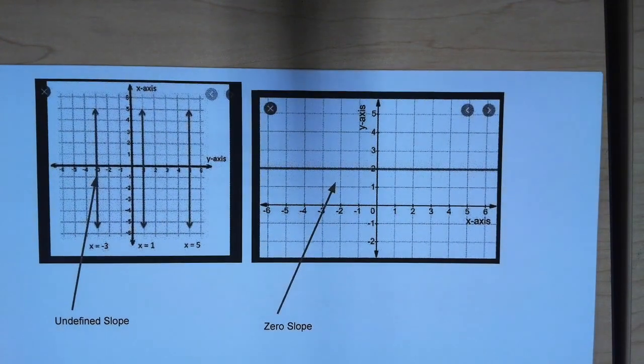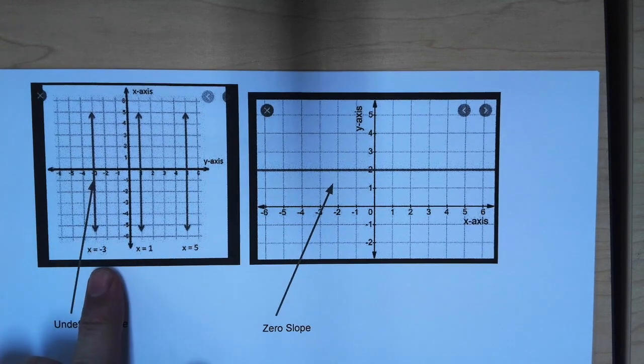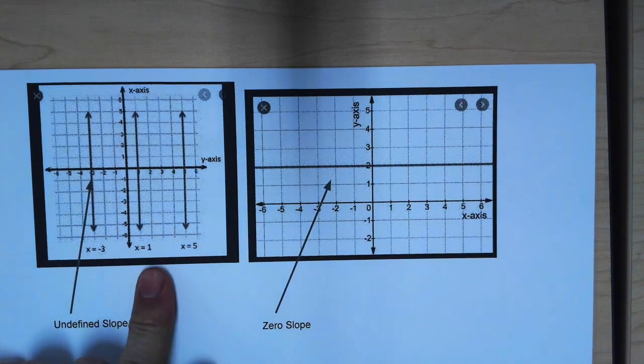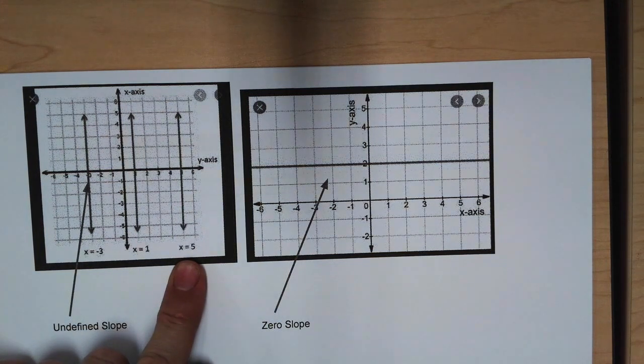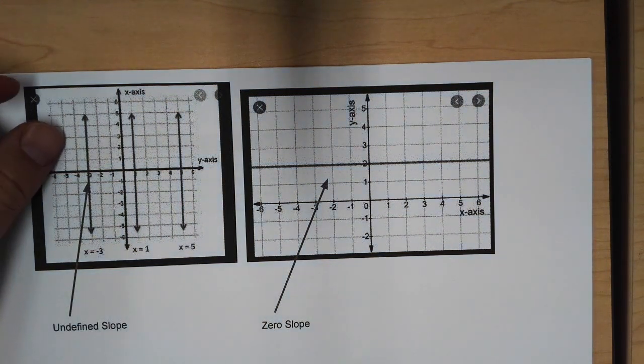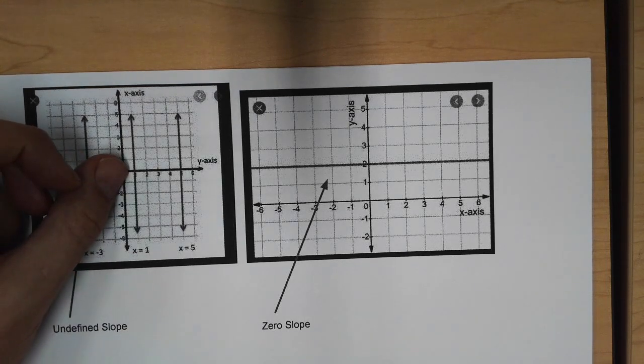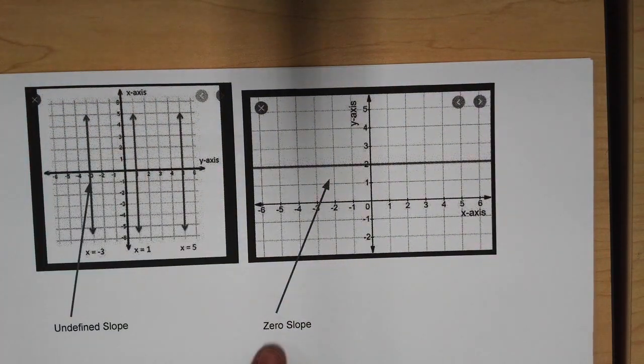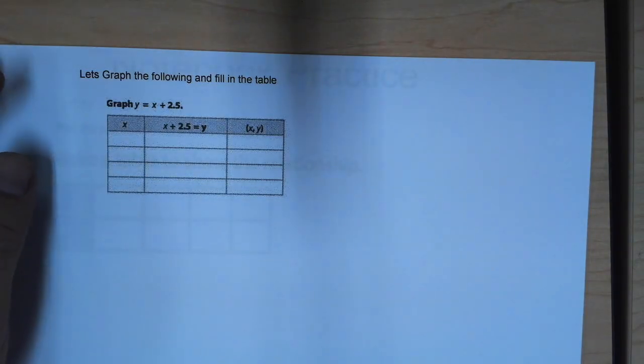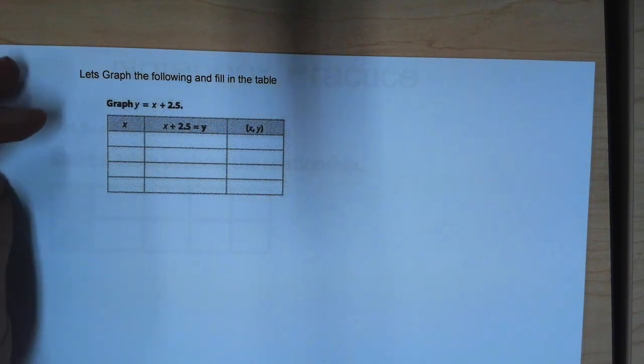Some other special examples of slope are an undefined slope, where x is minus 3, x is 1, and x is 5. You cannot determine the slope, nor can you determine what the y-intercept is. This is a line with a zero slope because it's completely flat. We'll come back to graphing. We'll come back to determining slope on a line, but first let's fill in a table.